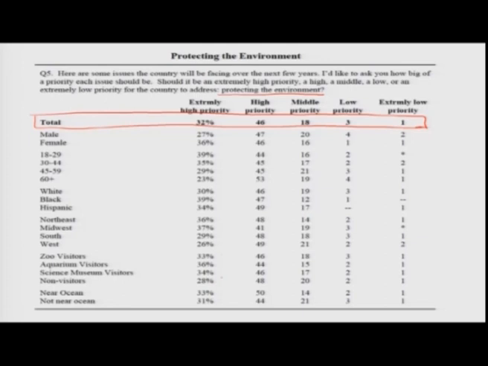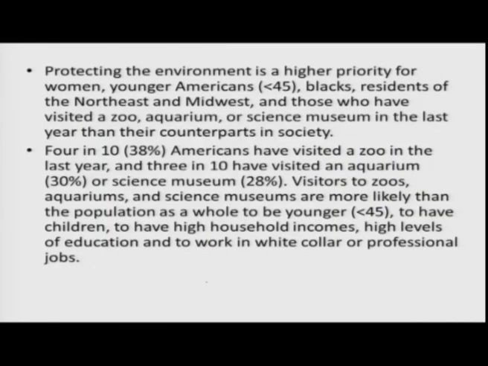So, then zoo visitors, aquarium visitors, science museum visitors, non-visitors. So, here probably you can see that these numbers are relatively high when compared to this number. So, these things will be your next step. You interpret these stats. Now, this particular table is explained here. Protecting the environment is a higher priority for women, younger Americans, less than 45, blacks, residents of the northeast and midwest, and those who have visited a zoo, aquarium or science museum in the last year than their counterparts in society. So, a very neat way of summing up the findings.